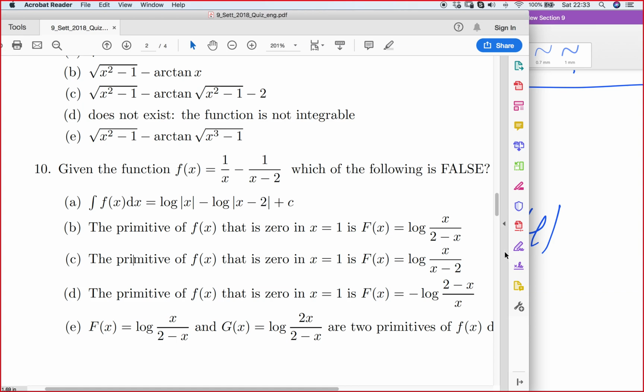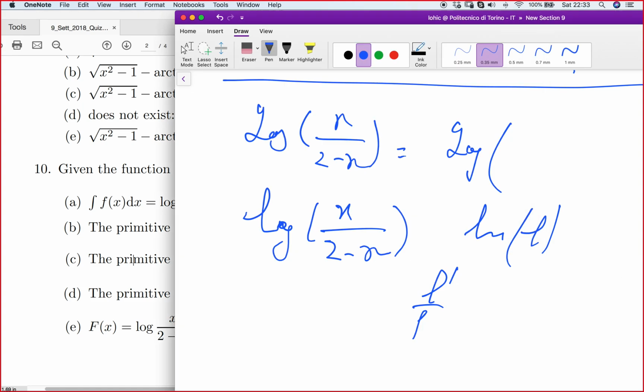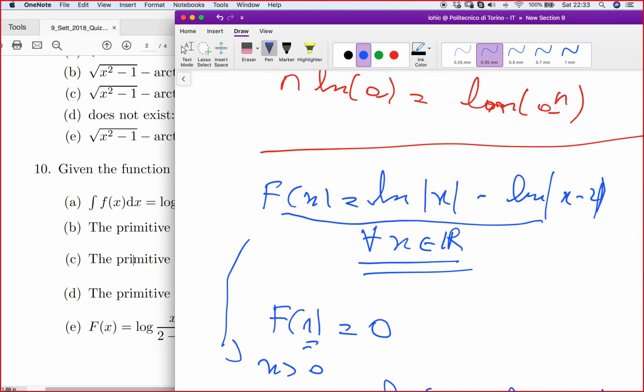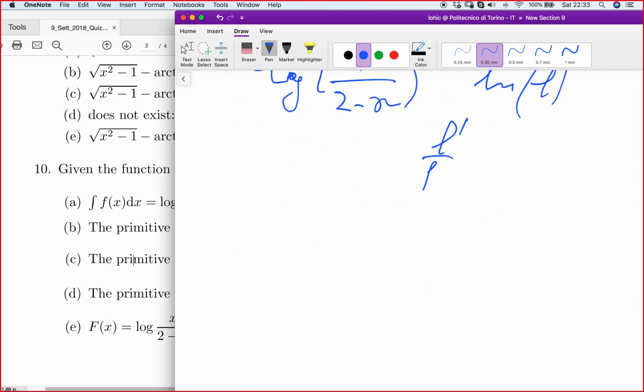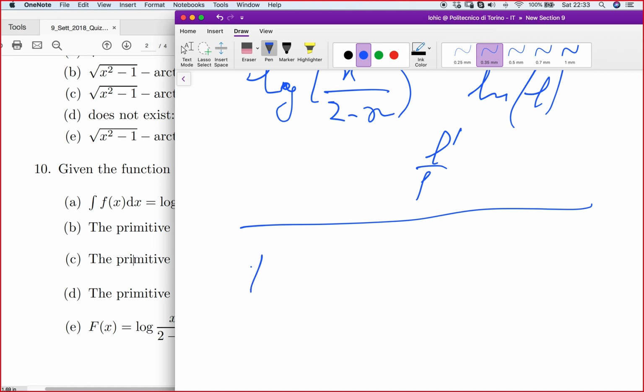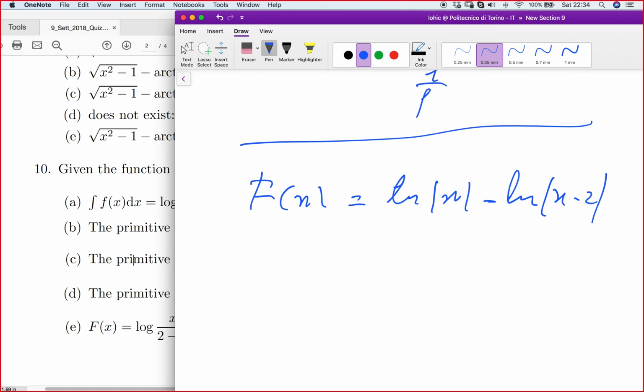Doubts? Questions? In fact, you don't even need to put it. The primitives are, as we saw, log of the absolute value of x minus log of the absolute value of x minus 2, right? So this will actually be log of the absolute value of x over the absolute value of x minus 2.